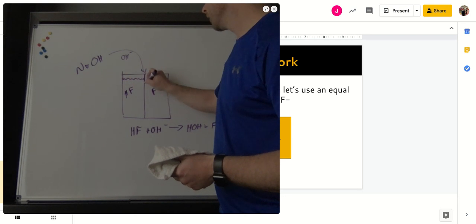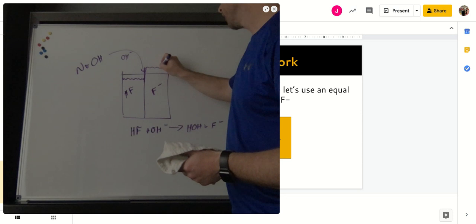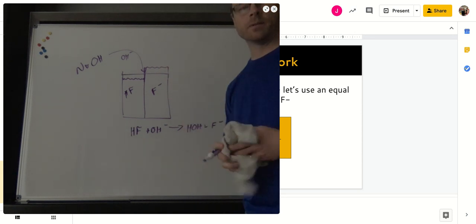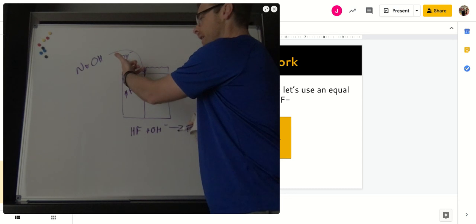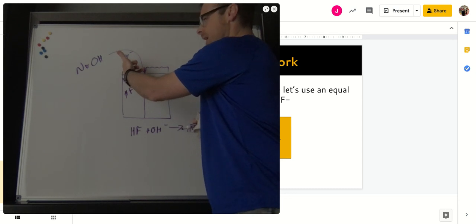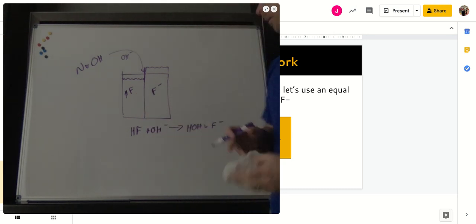The HF value would go down because it's gobbled up by this OH minus, and the F minus value would go up. That's how buffers work. So the pH you would expect to get by dumping a strong base in is not as drastic because it's kind of being replaced with this weak base. That's how buffers work. Okay?